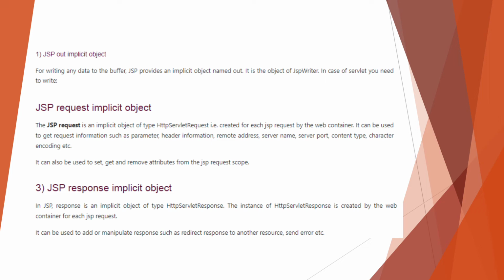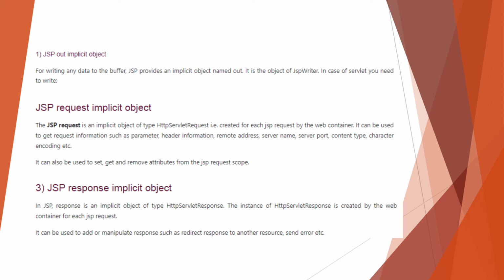Note that since the output stream is buffered, it is legal to set HTTP status codes and response header, even though this is not permitted in regular servlets once any output has been sent to the client. What does it mean? As written here, it can be used to add or manipulate response. Now ultimately what we have seen till now is that you can't edit your response, but with the use of the response implicit object you can do it. So it can be used to add or manipulate response, such as redirect response to another resource, send error, etc.